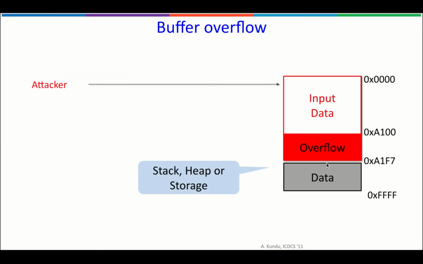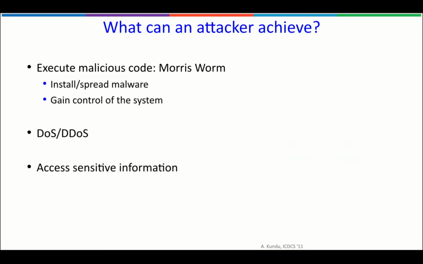Now it could happen. It could occur at stack, heap, or storage. Okay. Now, what can an attacker achieve? It can execute code, malicious code, such as the Morris worm. If you don't know what the Morris worm is, it is one of the first types of worm that was built, and is very famous. Then it can carry out denial of service attacks or DDoS attacks.